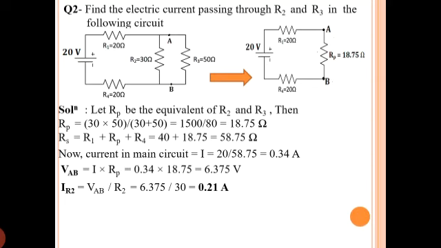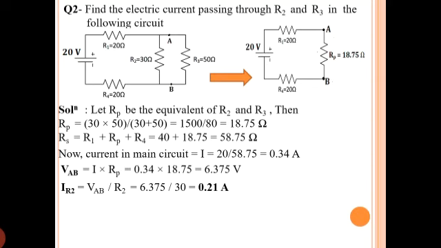So I R2, that is the current flowing through R2, will be the potential difference across R2, that is VAB, divided by the resistance, that is R2, because the current is V upon R. So 6.375 divided by 30 is equal to 0.21 ampere. So what we have done: very first we calculated the total resistance of the circuit, then we modified the circuit also, you can see. We found the current, and then we calculated the potential difference between A and B.